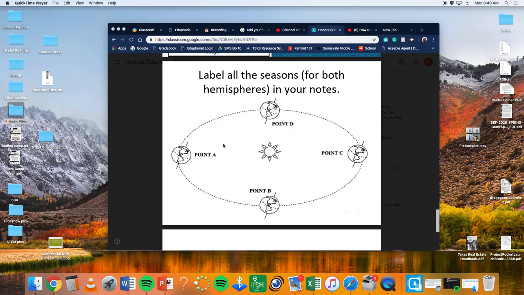Everybody needs to be able to do this. First of all, off to the side, you'll write the order of the seasons: winter, spring, summer, fall, and then you just follow it. So let's locate summer in the northern hemisphere. Right here, point A, northern hemisphere, summer. This will be June 21st through 23rd. Three months later, during this trip around the sun, here we are.